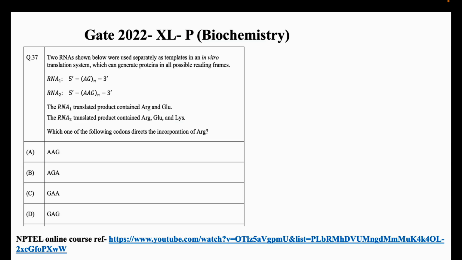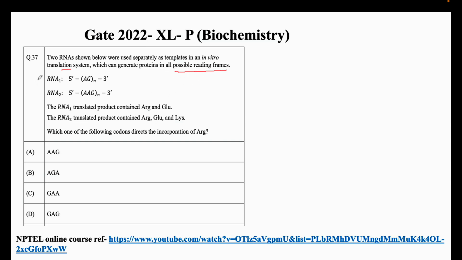Also GATE 2022 Life Sciences, Section P Biochemistry, question number 37. Two RNAs shown below were used separately as a template in an in vitro translation system, which can generate proteins in all possible reading frames. This is very important: all possible reading frames.